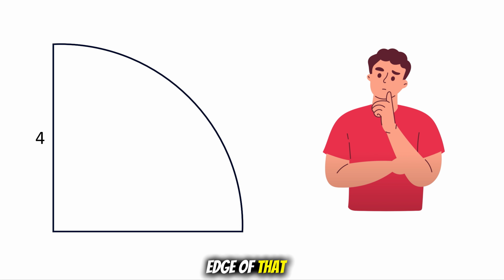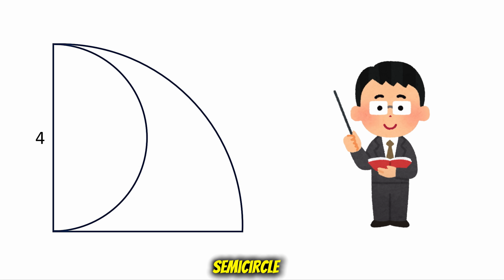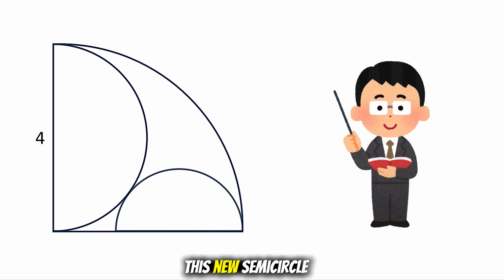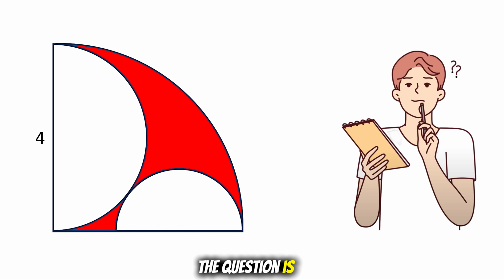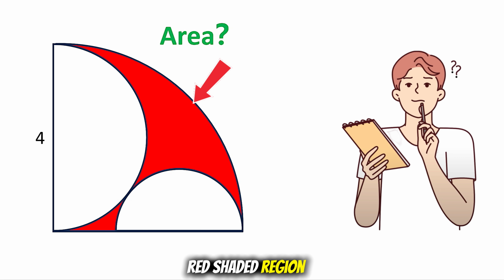Along the straight edge of that quarter circle, we draw another semicircle inside. This new semicircle uses the straight side as its diameter. It touches the larger semicircle at exactly 1 point. The question is, what is the area of the red shaded region?